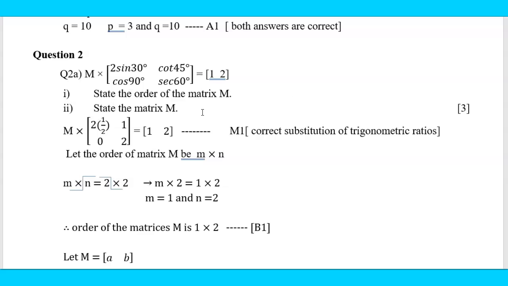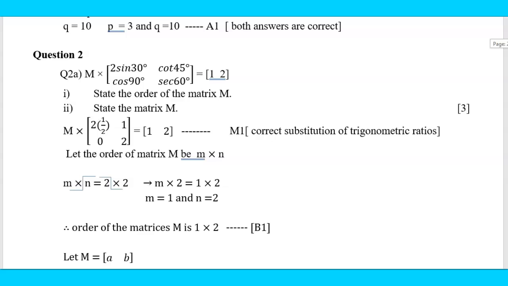For this, you have to find the order of the matrix. You know the mustache rule, you can use that. And finding the order of the matrix, you will get a mark. I have written B1. B1 means without method also marks will be given. So if you have not shown any method, if you have written directly 1 by 2 matrix, then you will get 1 mark. And here substituting the values of sine 30, cot 45, cos 90 correctly, if all these values are substituted correctly, you will get 1 mark.